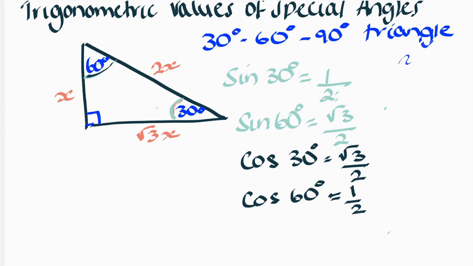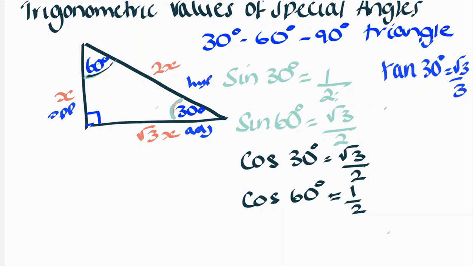So let's have a look at tan. If we want tan of 30 degrees, we have opposite, adjacent, and hypotenuse. So we want opposite over adjacent. So that's 1 over root 3. Now we need to rationalize the denominator. So we're going to multiply by root 3. Root 3 multiplied by root 3 is just going to leave us with 3. And on the numerator, we will have root 3. So we've got root 3 over 3.